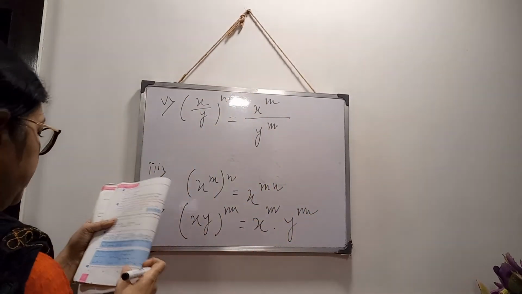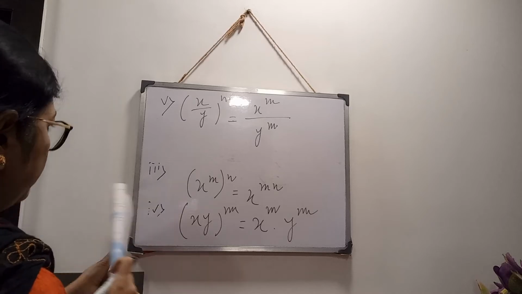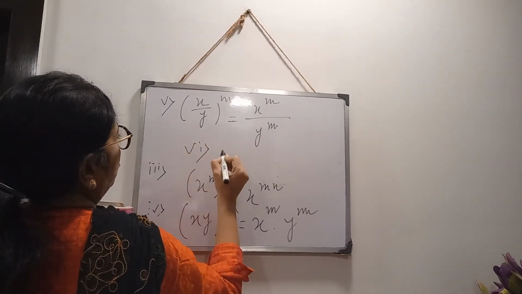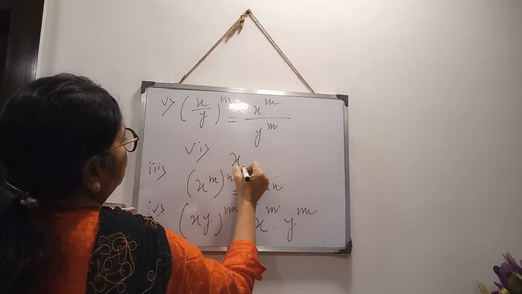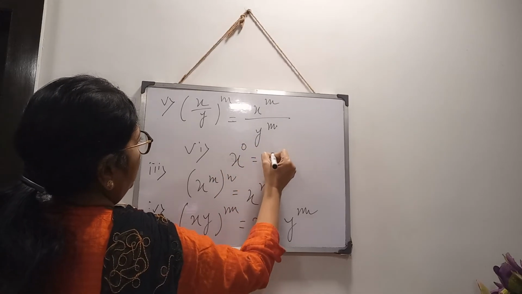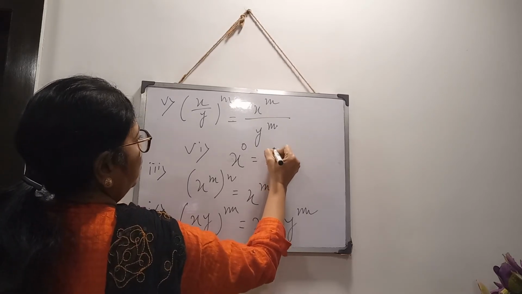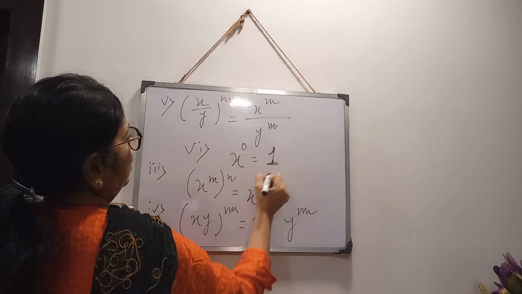Clear? And another one, you will keep it in mind that any finite, non-zero quantity to the power 0, its value is always 1. We will use this when we calculate the sums, solve the problems, then we will use it.